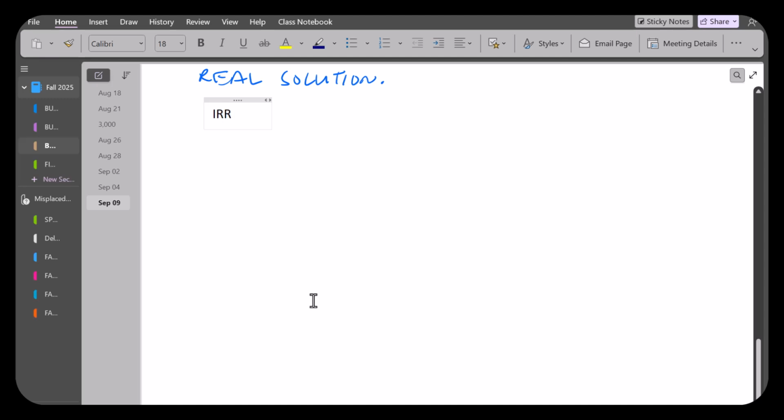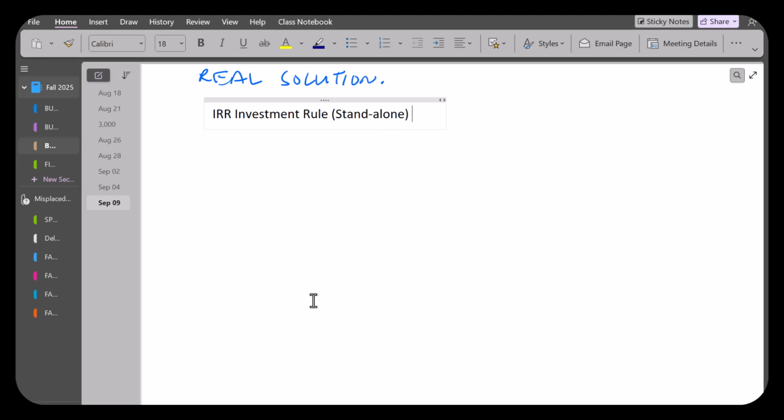So the IRR investment rule for standalone projects is simple. Accept if IRR is greater than the discount rate or cost of capital. Reject otherwise.